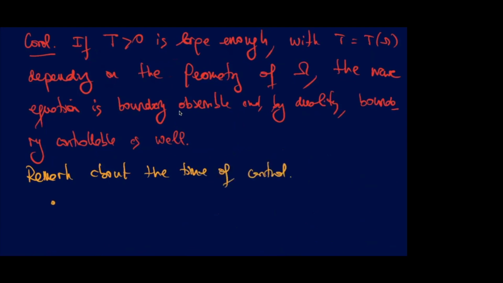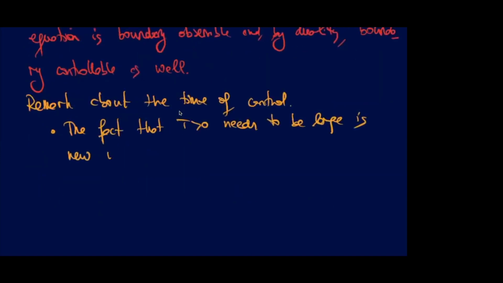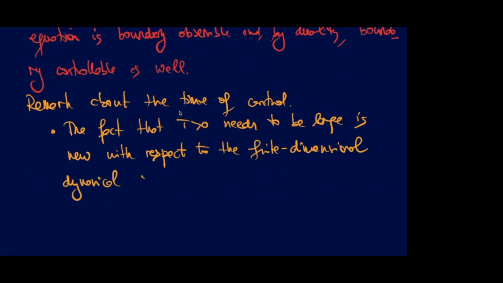Yeah. So the first remark is that the fact that T positive needs to be large is new with respect to the finite dimensional dynamical system, control theory, right?